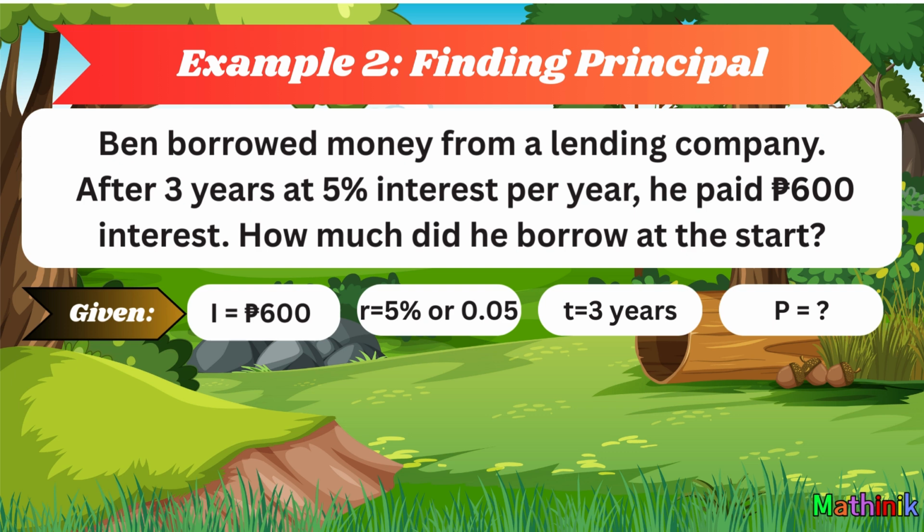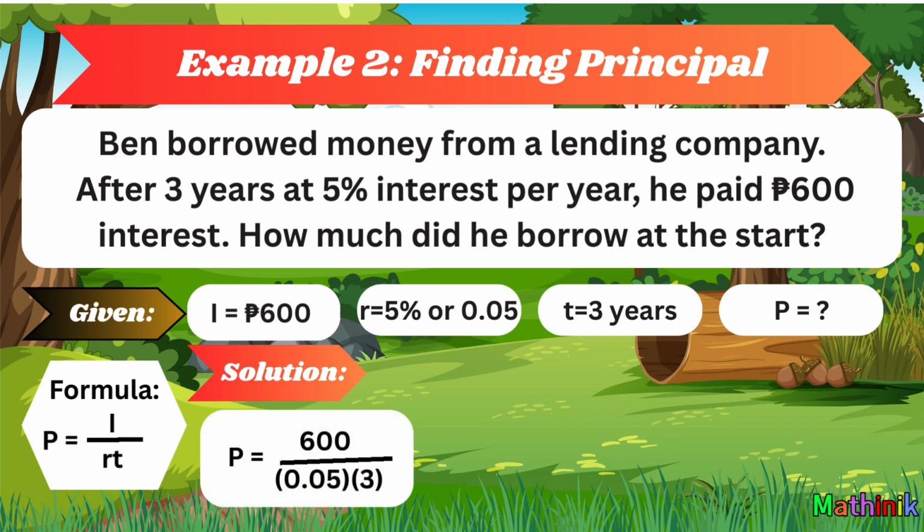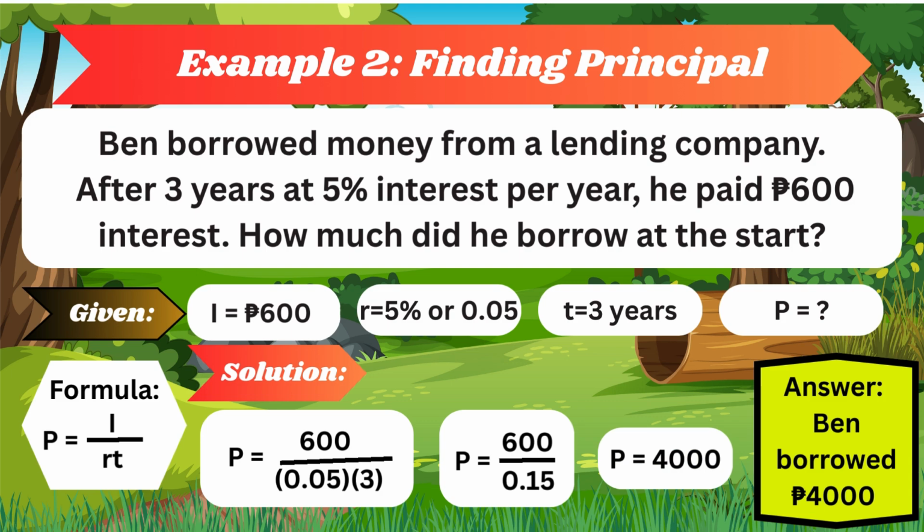The formula in finding the principal is principal equals interest over rate times time. Solution. Simply replace the variable by its given values. We have principal equals 600 over 0.05 times 3. Multiplying the denominator, we will have principal equals 600 divided by 0.15. Then divide, we will have principal equals 4,000. Therefore, Ben borrowed 4,000 pesos.